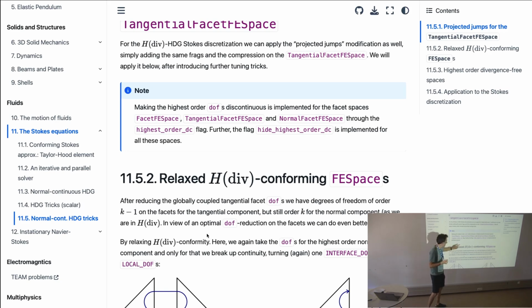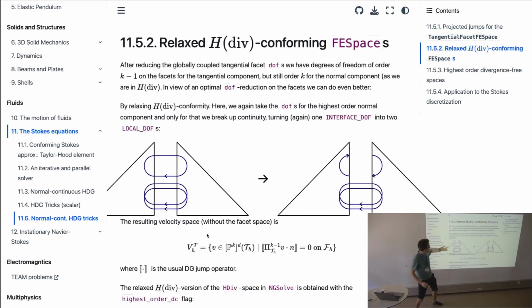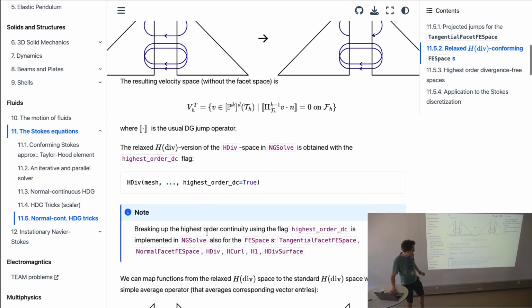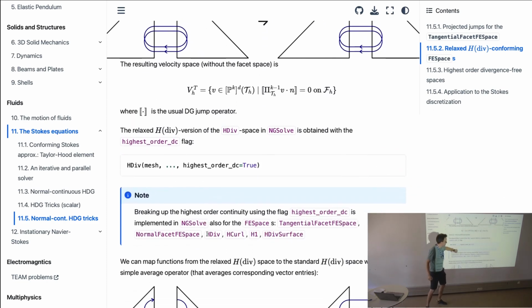What you can do is relax the normal continuity to be normal continuous only up to order k-1 and do something with the highest order, and split this up. So if each of these blue things is 1 degree of freedom, then for order 2 you would have 3 of these degrees of freedom. And now you can split them essentially L2 orthogonally in terms of their normal components. Then you can split this one thing up into 2 parts associated just to elements and no longer to the global interface degrees of freedom. Again, the flag for this is highest order discontinuous.